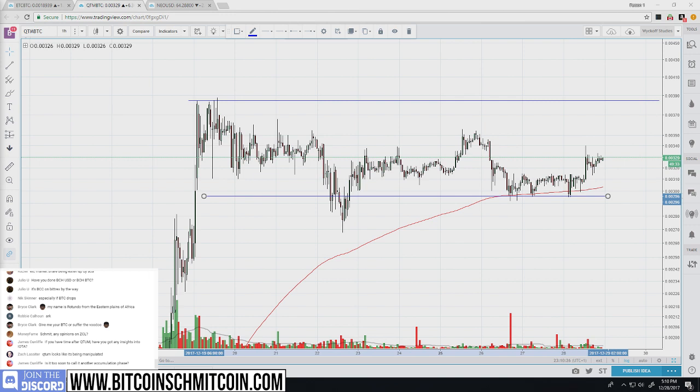Qutum looks like it's being manipulated. Dude, every coin's manipulated. Every market is manipulated. It's all manipulated. The key is just being able to read how it's being manipulated. That's how you make money.